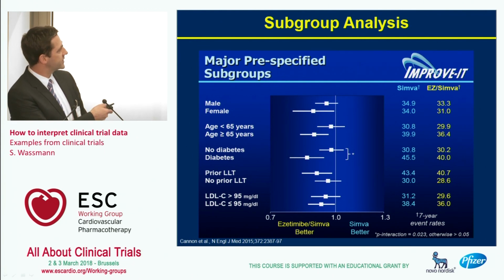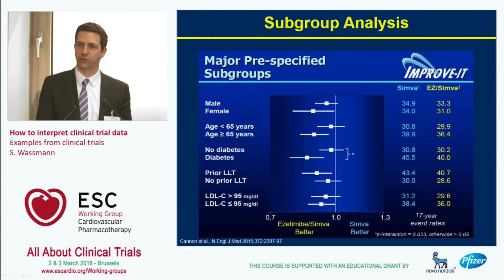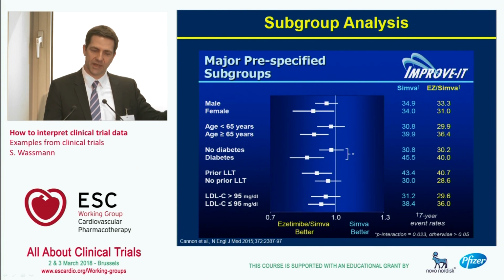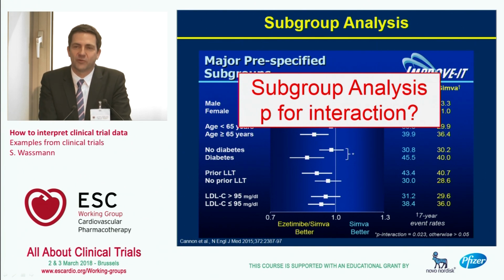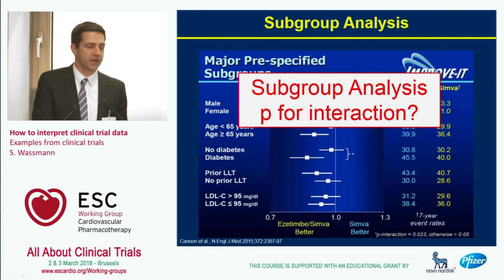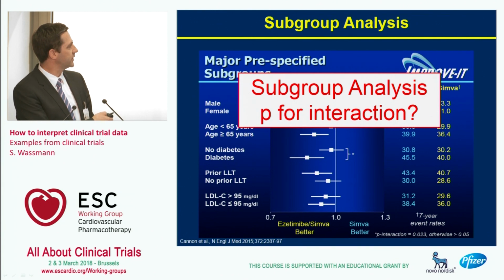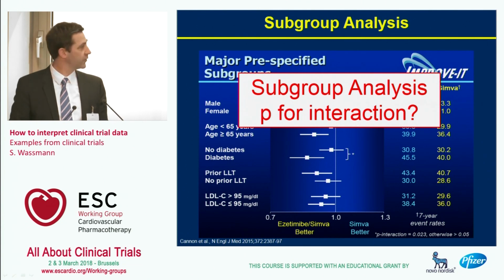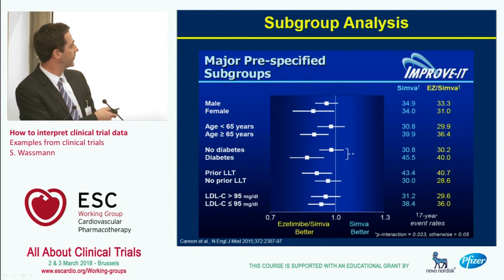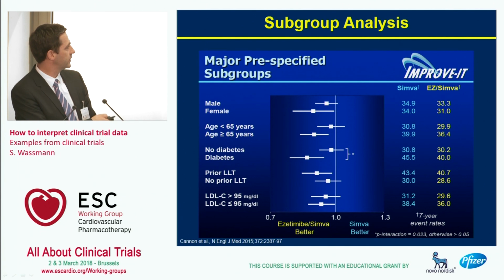And now look at this. You see the point estimates here and the confidence intervals. And here is one with an asterisk, which has a P for interaction of 0.023. So when you look at this, or maybe I ask my question first: what do you think of this subgroup analysis? What does it mean? We have this for the diabetics. If we go back, this looks not so bad either. What do you think of this one here?